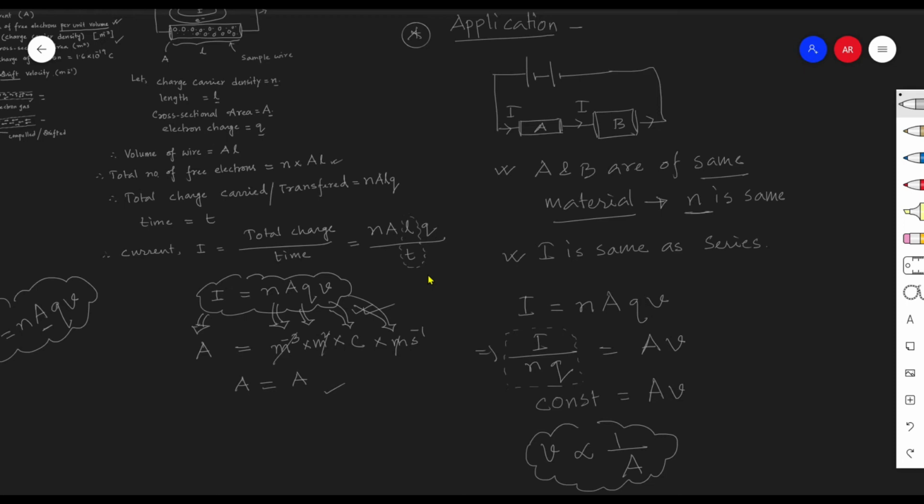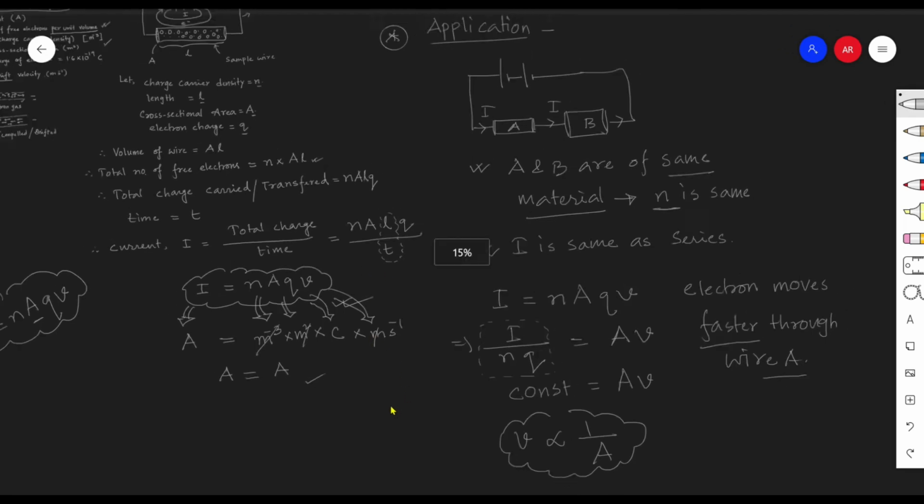So wire B here is thicker compared to wire A. So the cross-sectional area of wire B is greater than that of wire A. So in this case, the electron moves faster through wire A. If it moves faster through wire A, quite obviously it will move slower through wire B so that the same current can flow through each of them.